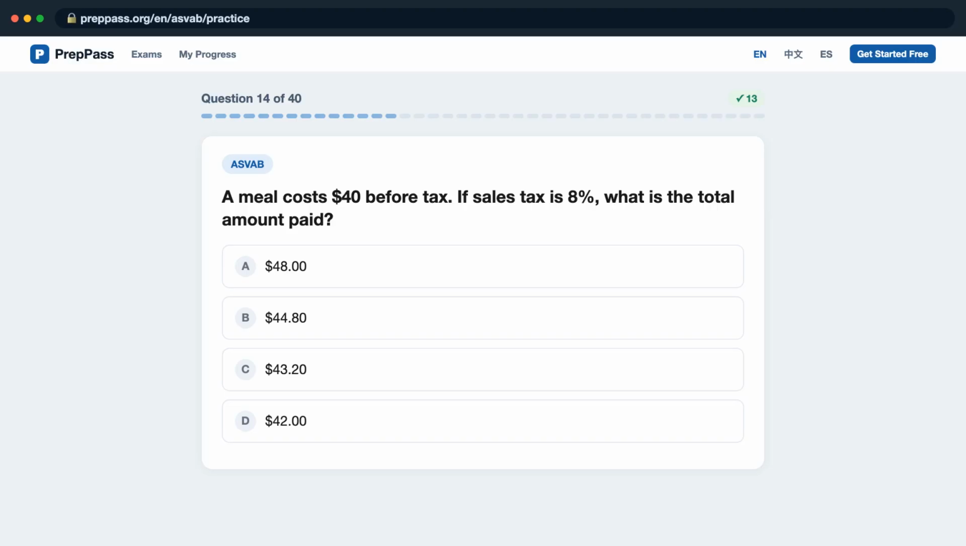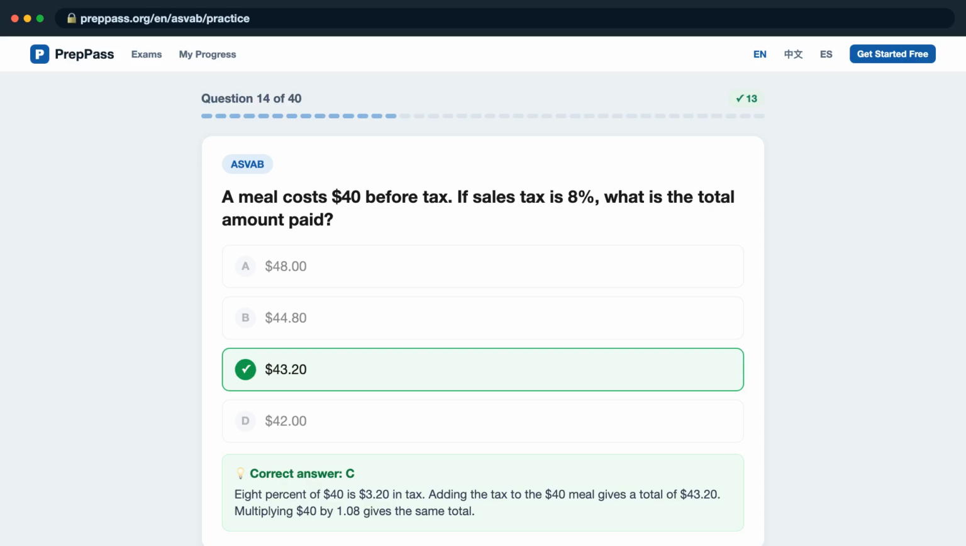Question 14. A meal costs $40 before tax. If sales tax is 8%, what is the total amount paid? Is it A, $48? B, $44.80? C, $43.20? D, $42? The correct answer is C. 8% of $40 is $3.20 in tax. Adding the tax to the $40 meal gives a total of $43.20. Multiplying $40 by 1.08 gives the same total.